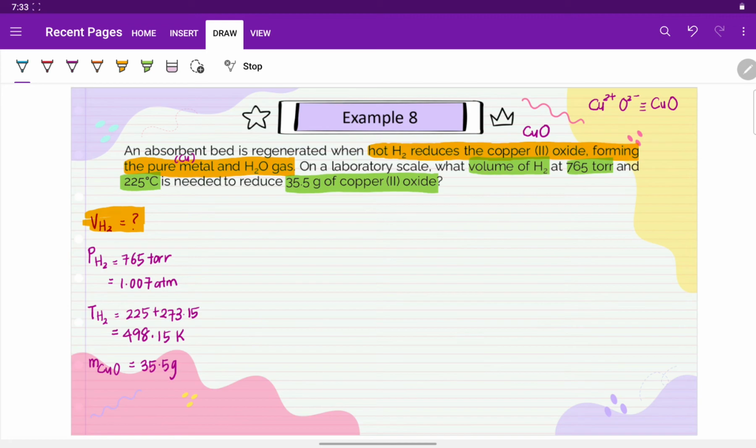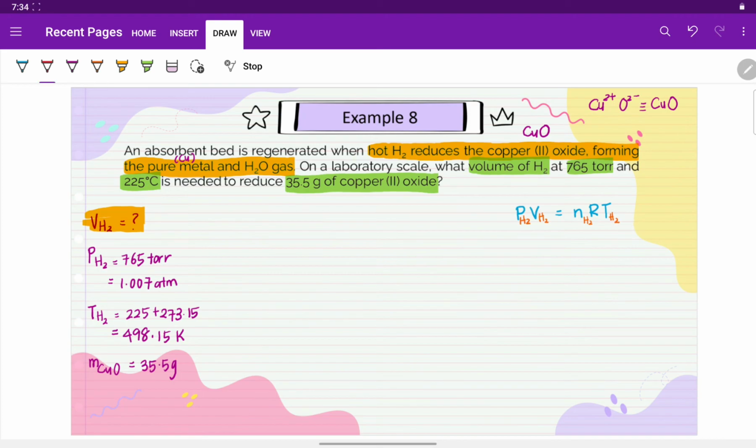Okay, kita boleh gunakan PV equals to nRT. Okay, so PV equals to nRT. Yang mana dekat sini, if we are to use PV equals to nRT, we need to make sure that the pressure adalah pressure hydrogen gas, volume hydrogen gas, number of mole of hydrogen gas dan temperature of hydrogen gas, which is the same as the vessel.